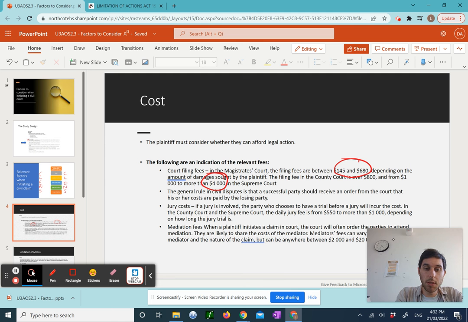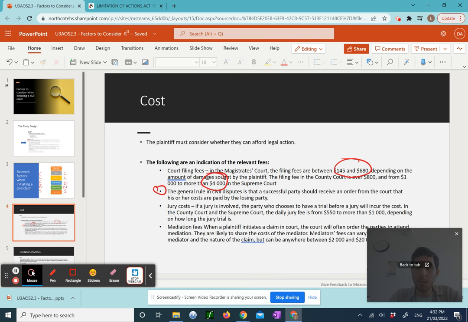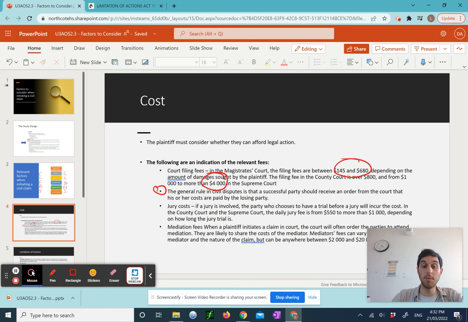And beyond that, the general rule is that if you are successful, then the court will order that the losing party pays your legal fees, which means conversely, if you fail, you are at risk of having to pay for the other side's lawyers' costs and legal fees and things like that. So that's a cost to keep in mind.